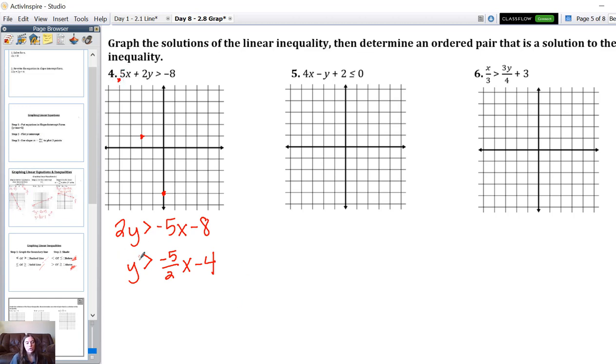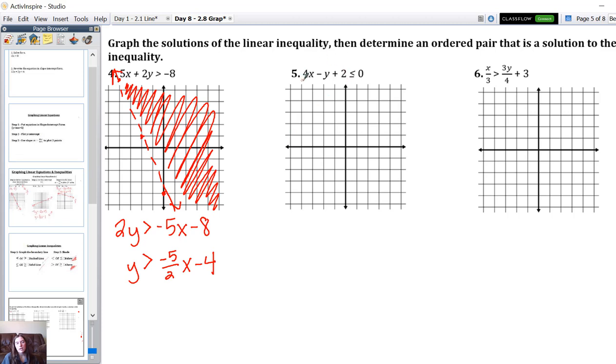Now, since this is strictly greater than, not greater than or equal to, this means we'll have a dashed line through these points. Now we need to worry about the shading. Since y is greater than all of these values, that means it's increasing, so we need to shade to the right or above our line.